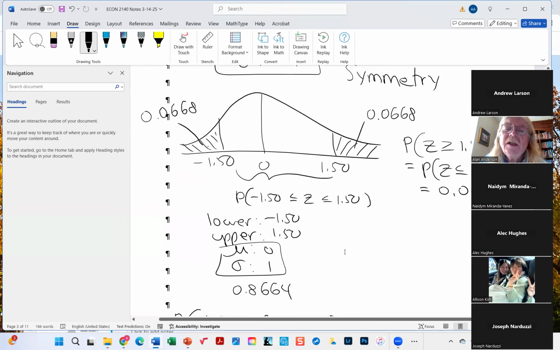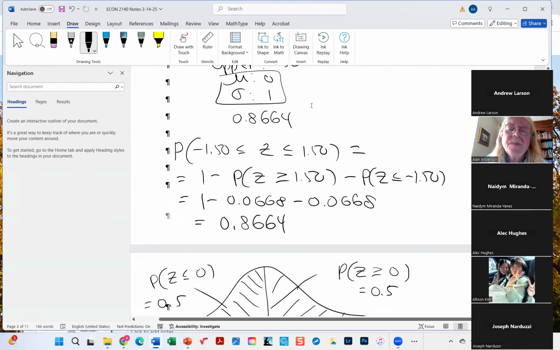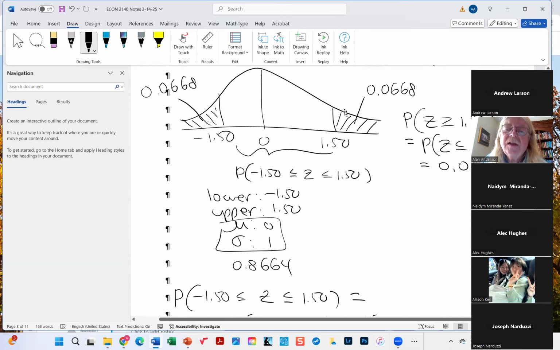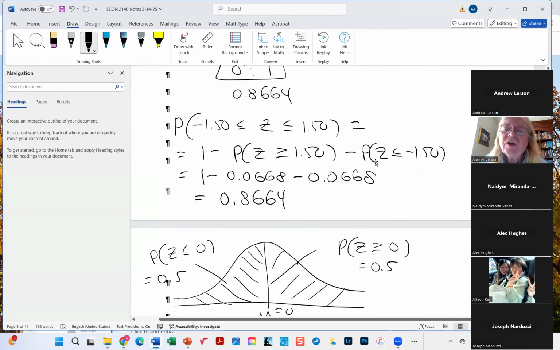Now, how do you know that? Because the whole area under this curve is equal to 1, which means that the unshaded area equals 1 minus the shaded area. Okay, or we could write it like this. 1 minus the area above 1.5 and minus the area below 1.5. So after I subtract those two, I end up with 0.8664.